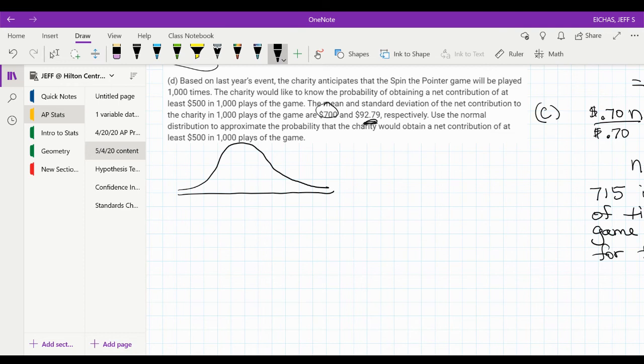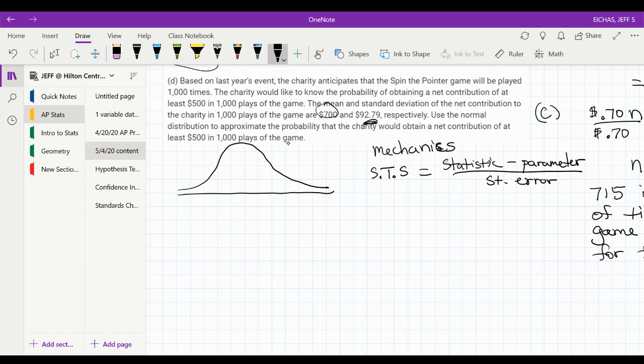Now, they're expecting mechanics on this. The mechanics they're expecting is the standardized test statistic from the formula sheet. So they're going to want the statistic minus the parameter over the standard deviation or the standard error of the statistic. Now, so in this case, it's going to be a z-score.